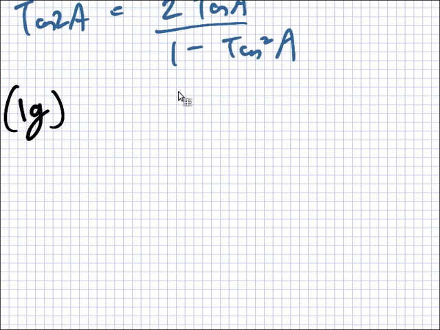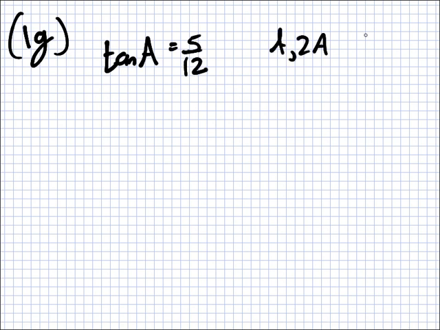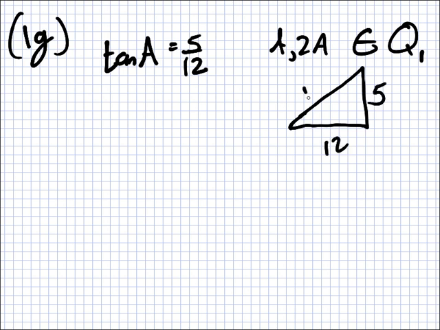Let's have a look at 1G. So what do I say in 1G? Tan A equals 5 over 12. A and 2A are in quadrant 1. What's that angle called? Acute. Now what do we want? We want cos 2A. So if I draw a triangle, that's 5, that's 12, that's 13, that's A. And you need to remember sine, cos and tan.